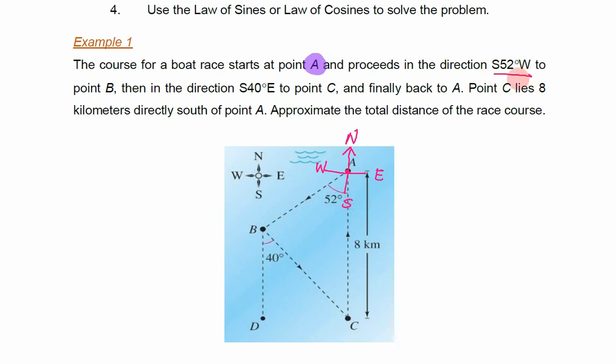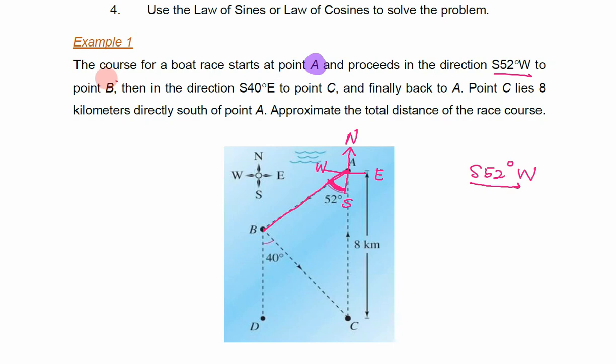So if it's south 52 degrees west, it means from south 52 degrees toward west. So this angle. South to west. Understand that? Okay, we go to B.